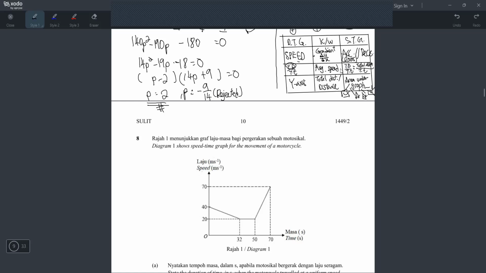Okay, but sometimes if they want average speed you have to find total distance and total time, right? And total distance is total area. But sometimes they don't want the whole journey. They only want sebahagian saja. So you have to be careful also. All right. Okay. I hope you got it.